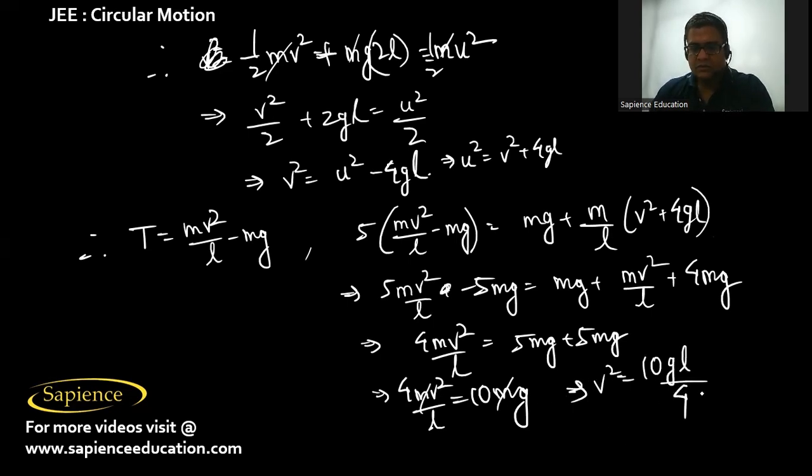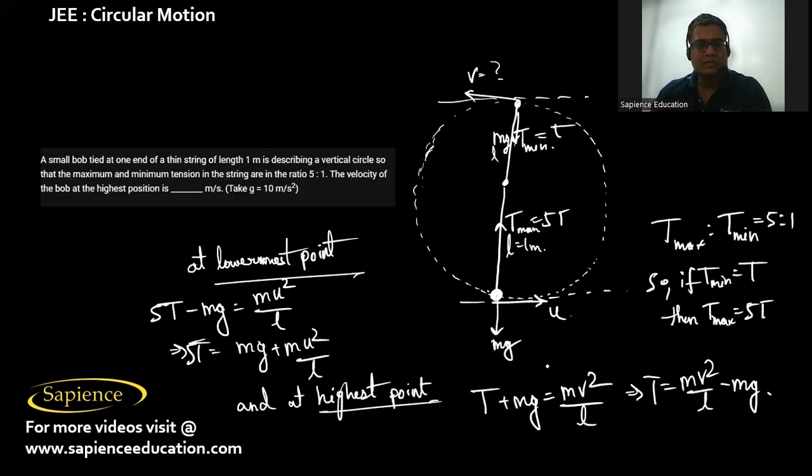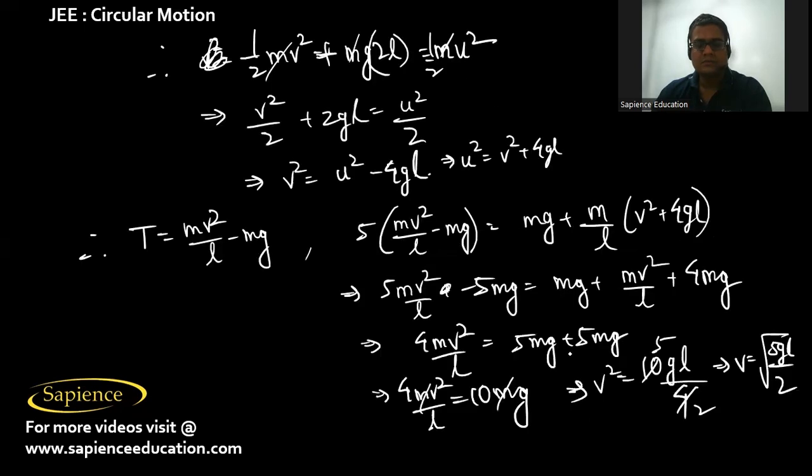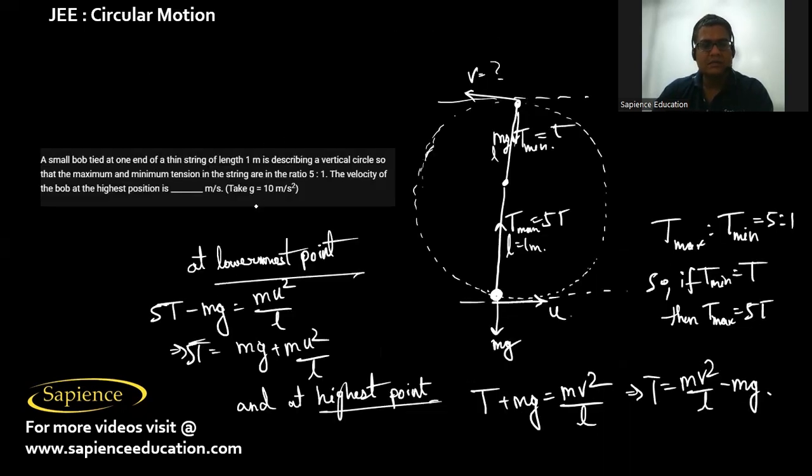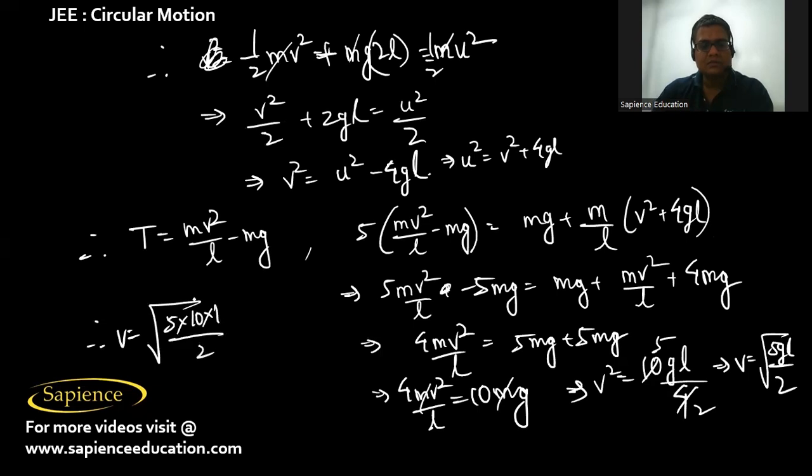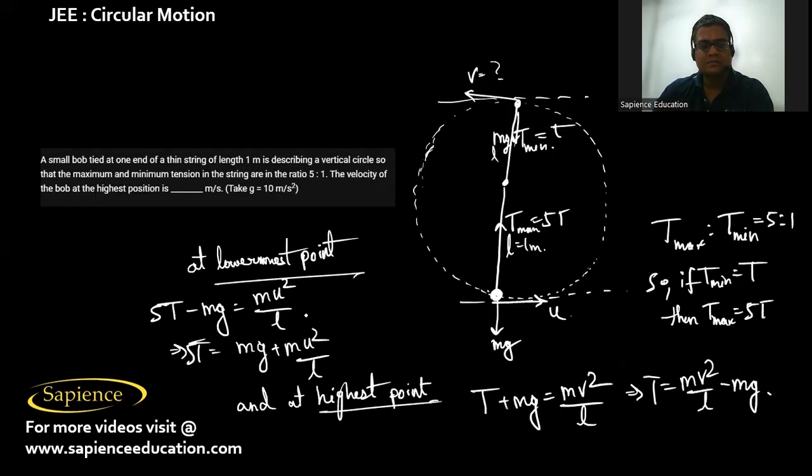10gL by 4. So 2 5 is the 10. So v will be equal to root 5gL by 2. Okay. So therefore, V will be equal to root 5gL by 2. So g we have to take as 10, and L that is given as the length of the string is 1 by 2. So 2 5 is a 10. So 5 into 5, root over 5 into 5, that is 5 meter per second. So the velocity of the bob at the highest point should be 5 meter per second.